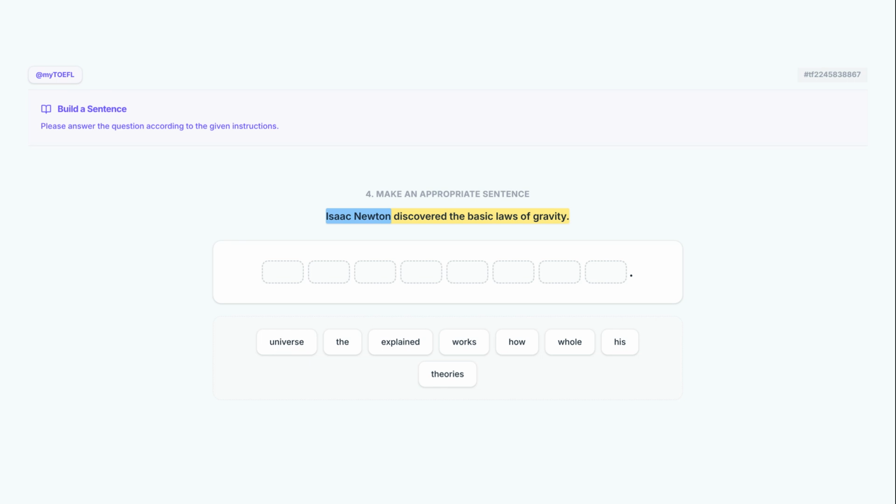First, we select the possessive his, then we add the noun theories, next the verb explained, then we drag the word how, followed by the article the, then the adjective whole, next the noun universe. Finally, we place the verb works.